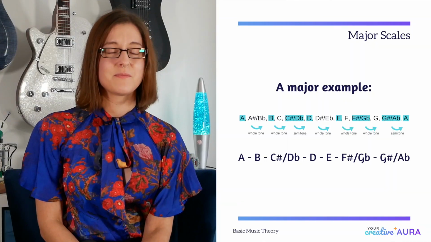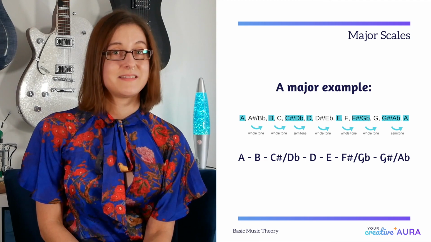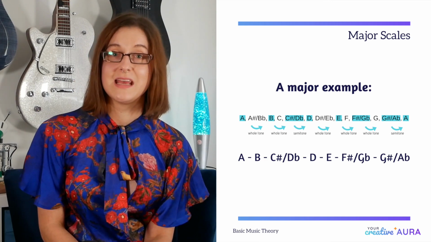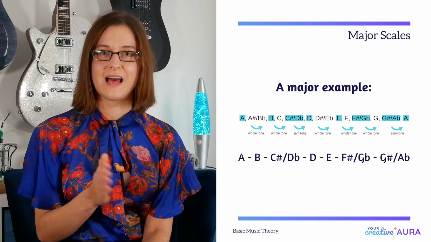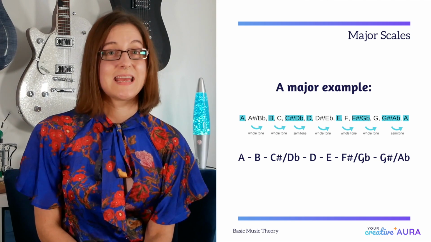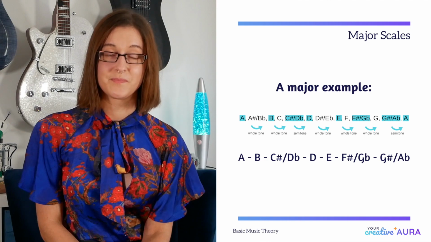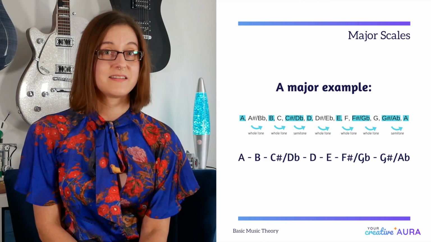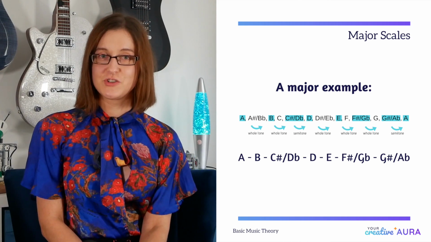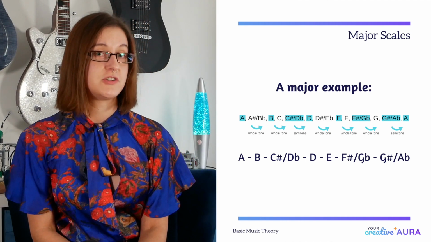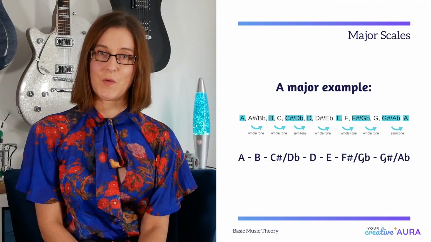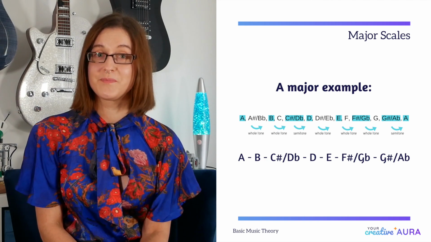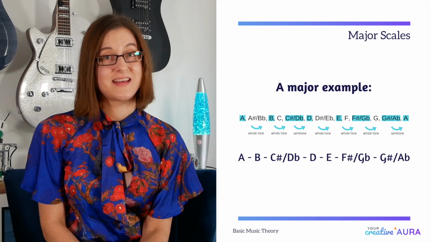Following the major interval pattern, A to B is a whole tone, B to C sharp or D flat is a whole tone, C sharp or D flat to D is a semitone, D to E is a whole tone, E to F sharp or G flat is a whole tone, and F sharp or G flat to G sharp or A flat is a whole tone, and finally G sharp or A flat to A is a semitone. So let's listen to the A major scale.